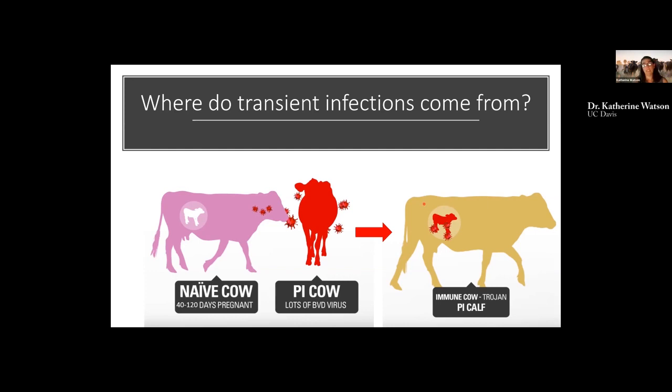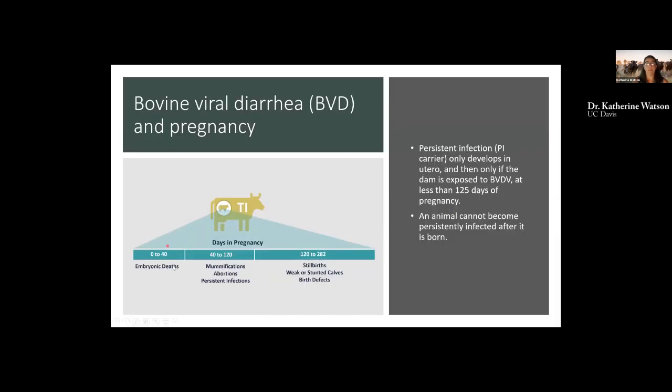So these persistently infected cows, unlike the transiently infected cows, shed a lot of virus, and they shed a lot of virus all the time. And that's what causes disease. So usually it happens within a certain time during pregnancy. That's like within the 40 to 125 days, approximately. The numbers range depending on the resource. Before that, you'll probably have embryonic deaths. And after that, you may have weak or stunted calves, birth defects, or stillbirths. But once you have a birth of a persistently infected animal, then that animal will shed BVD for life.